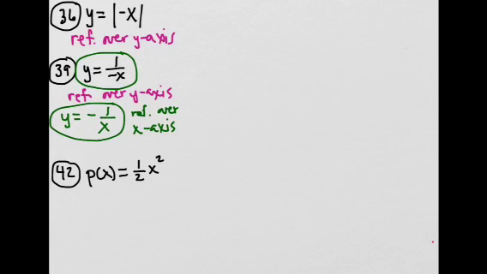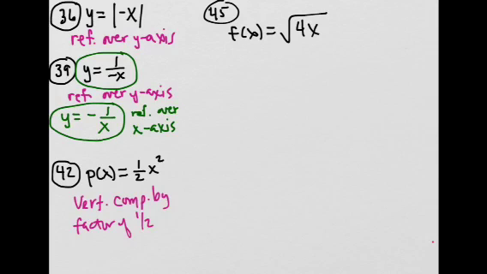Number 42, it's a parabola, and that 1/2 is your a value. So this one is a vertical compression, I'll just put comp, by a factor of 1/2.